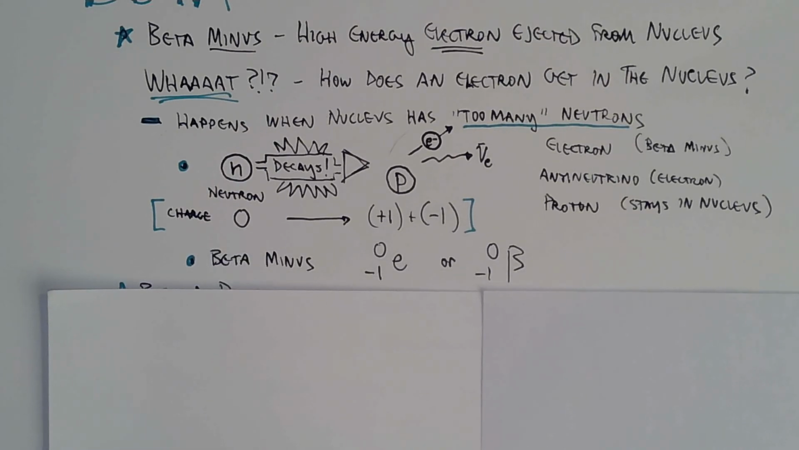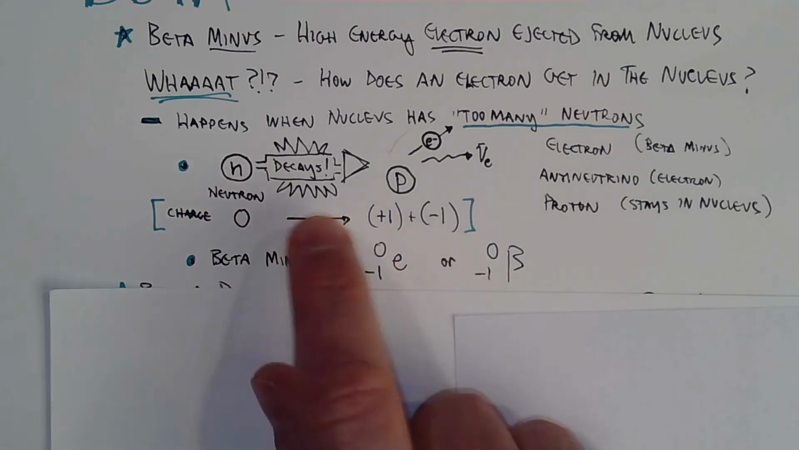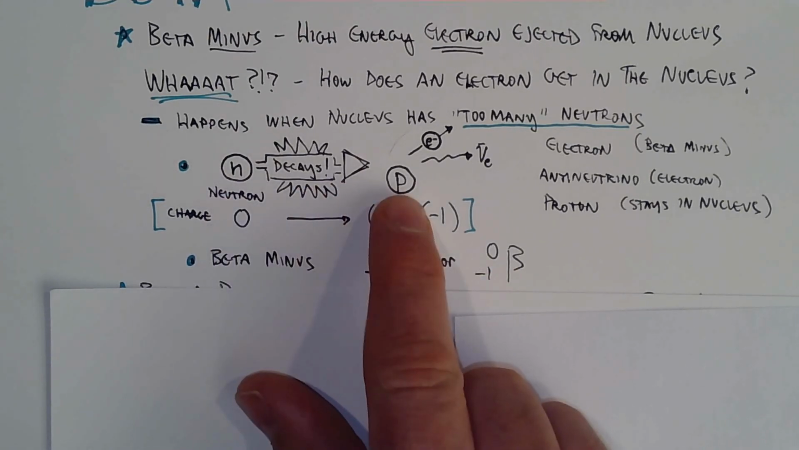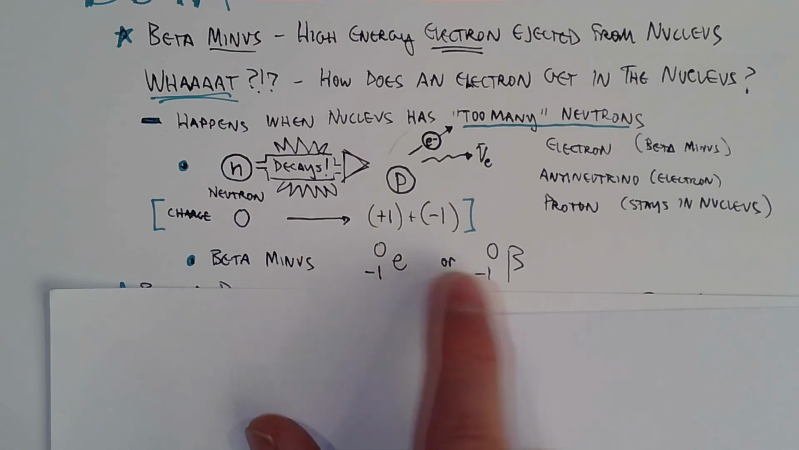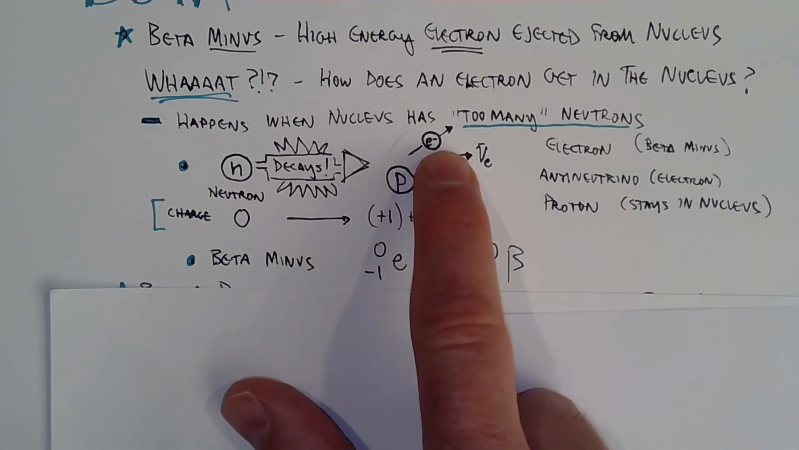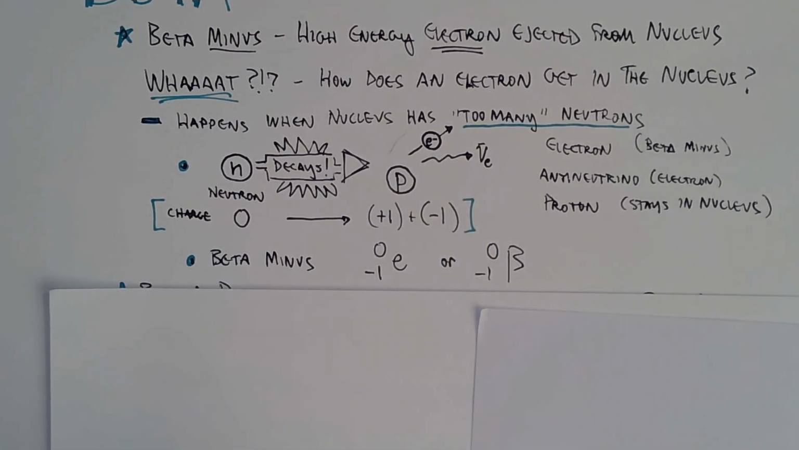In the process of doing that, it does not change the mass of the nucleus because a neutron turns into a proton, so the mass hasn't changed. But I do associate this with a -1 charge. The beta minus has a negative charge associated with it, so when we go on to formulas a little bit later, we need to remember that that negative sign is associated with it.